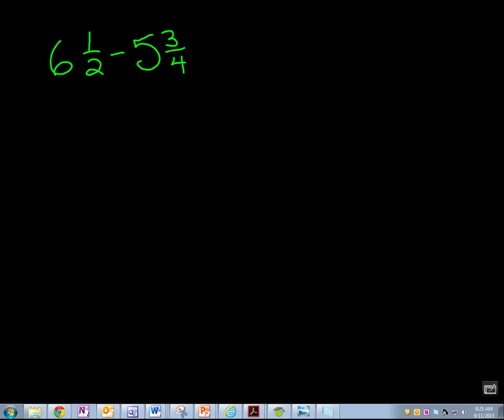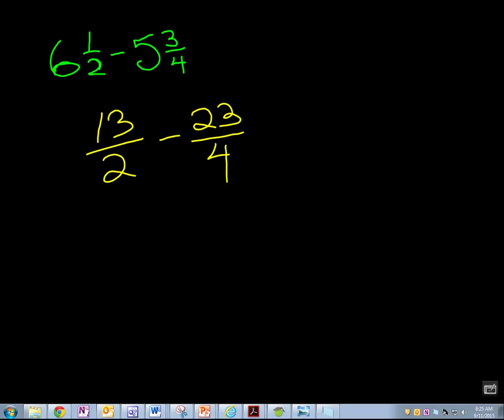But if I did it like, whoops, what was it, 6 1/2? So I have 13 halves minus 23 fourths. Now I need to make the denominators the same. 26 fourths minus 23 fourths. See how it works now? We're not getting into the negatives.